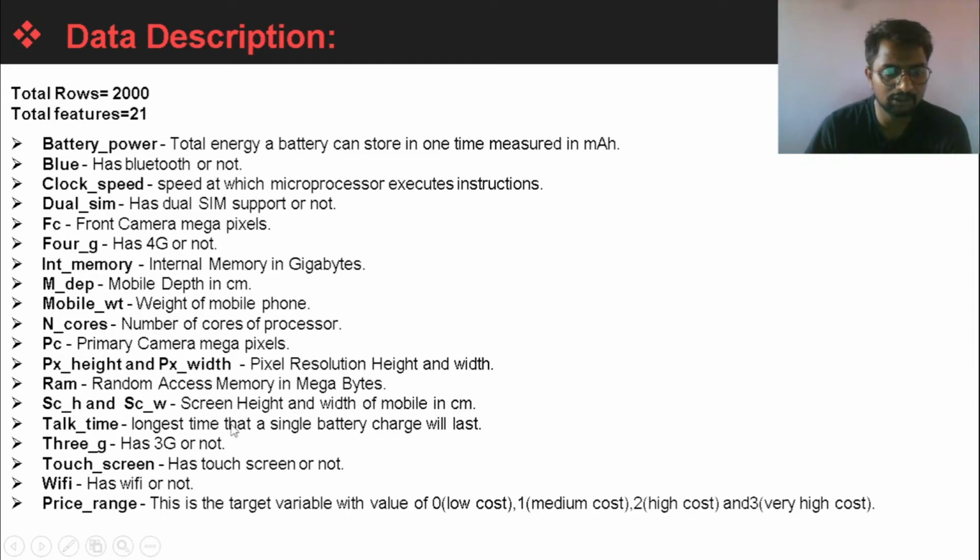Talk time is the longest time that a single battery charge will last. 3G is whether the mobile is 3G or not. Touchscreen is whether the mobile is a touchscreen or not. Wi-Fi is whether the mobile has Wi-Fi or not. And the last is our target variable, which is price range. It has a value of 0, which indicates low cost, 1 indicates medium cost, 2 indicates high cost, and 3 indicates very high cost. This is our dependent variable.